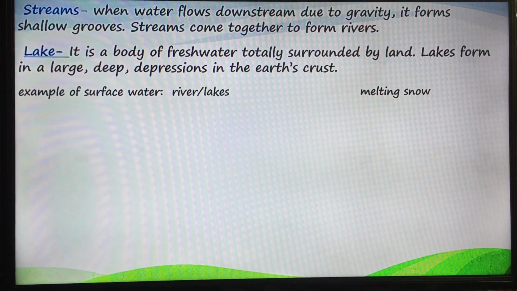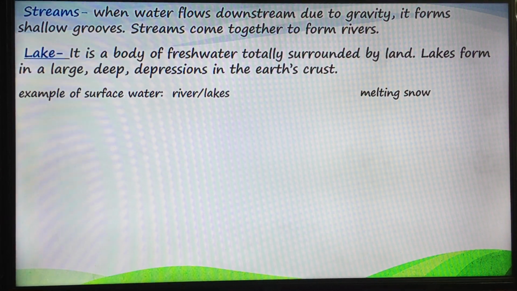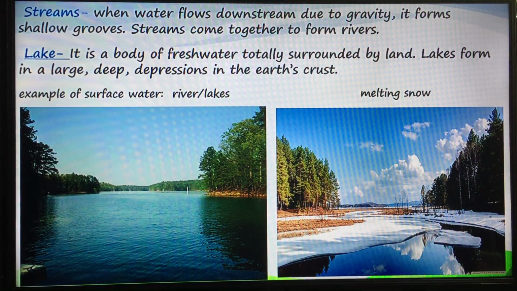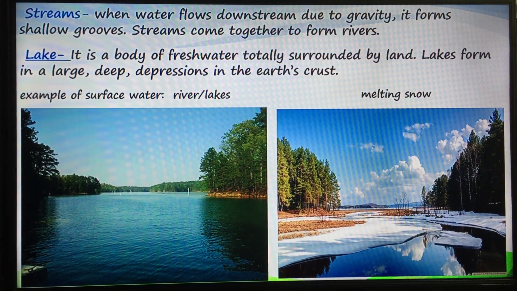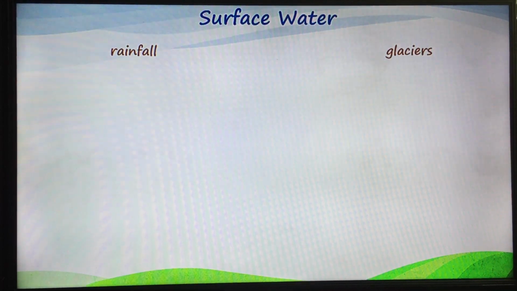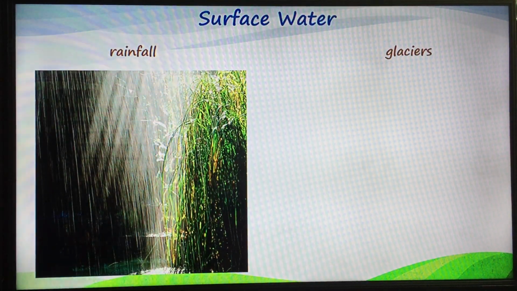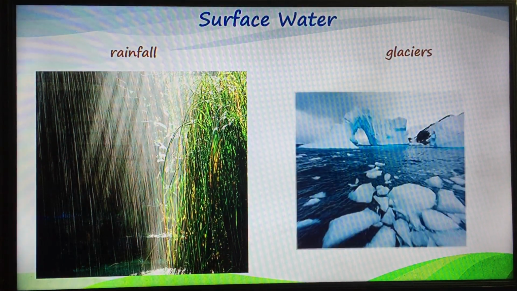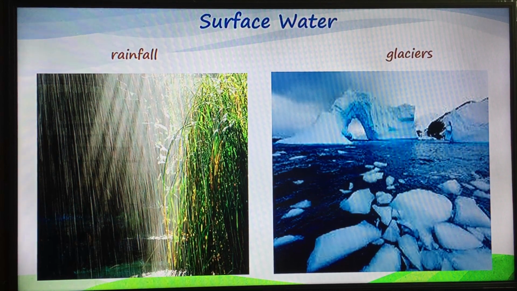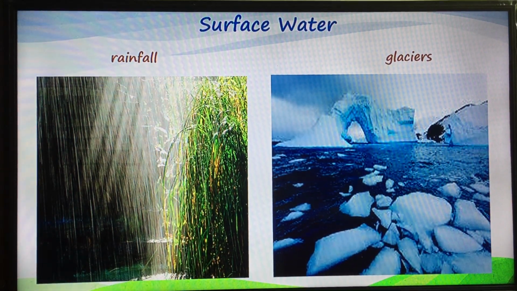Examples of surface water: rivers or lakes, melting snow, rainfall, and glaciers. So these are the examples of surface water.